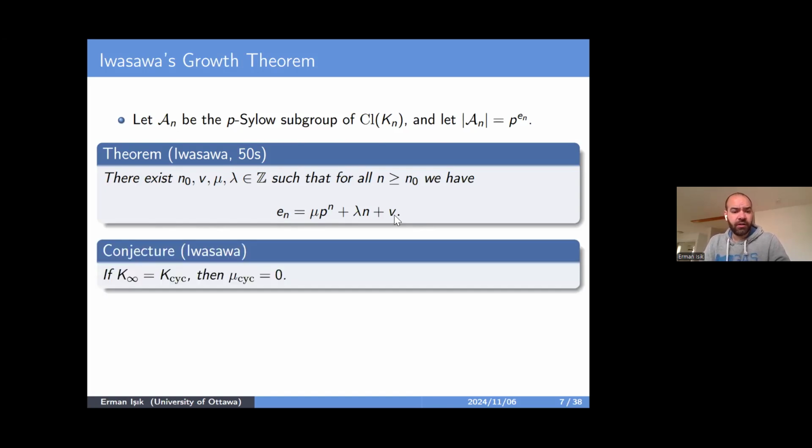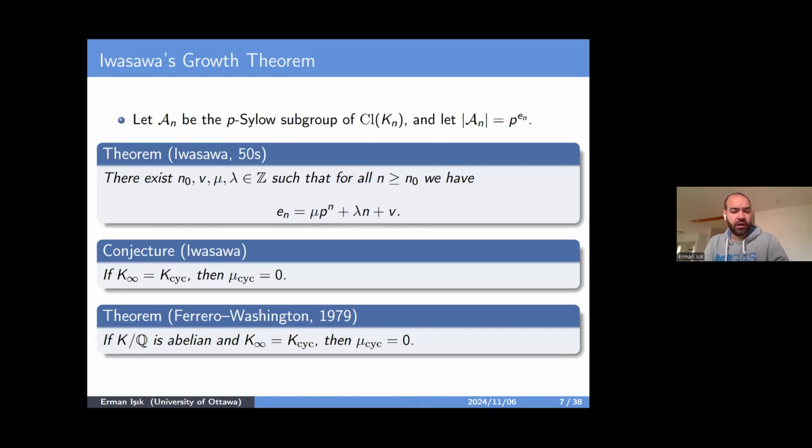Iwasawa predicted that if we are focusing on the cyclotomic extension, this μ part vanishes, so we have even better behavior. If we are talking about abelian extensions and cyclotomic Z_p-extensions of those abelian extensions, this is the case, proven by Ferrero and Washington.